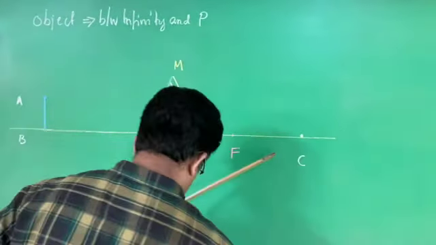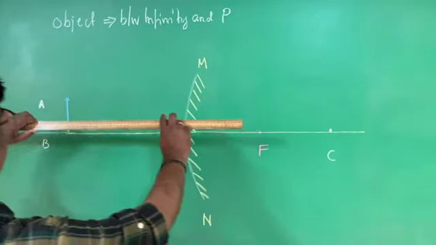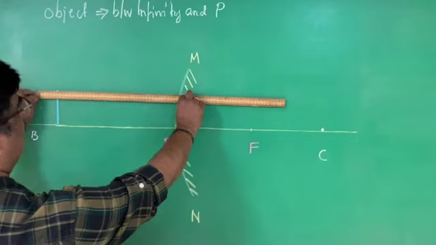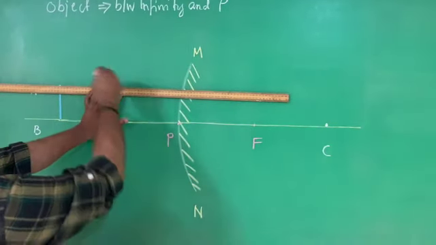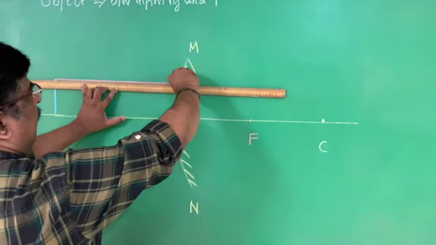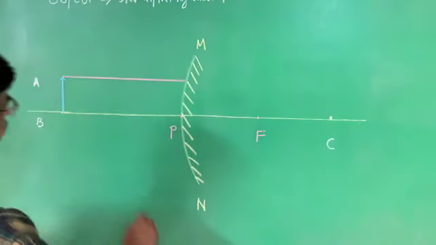Right? Now I write a ray of light. See? Ray of light parallel to the principal axis. From AB, there is a ray which is parallel to the principal axis.